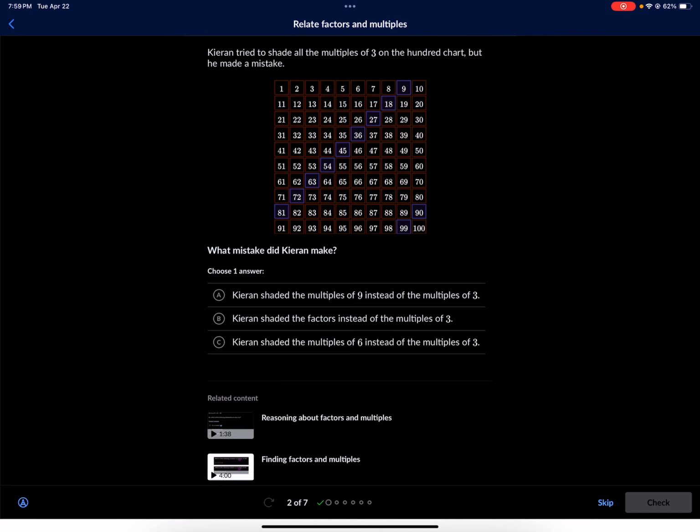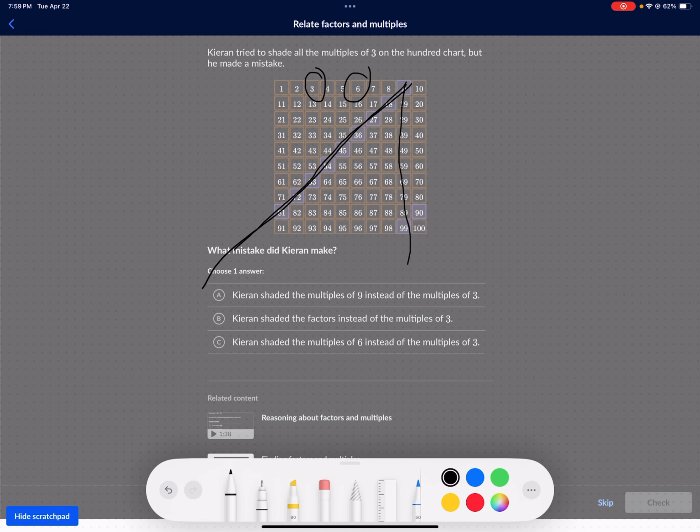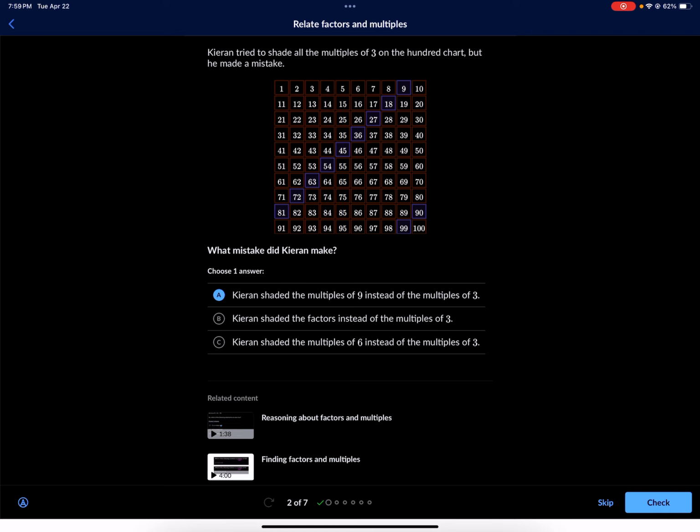So, and also it's the factors. So anyways, Karen shaded the multiples of 9 instead of the multiples of 3. Hey, how about that? That matches my claim. We see all the multiples of 9 on this chart going over here. And yeah, I think this is correct.